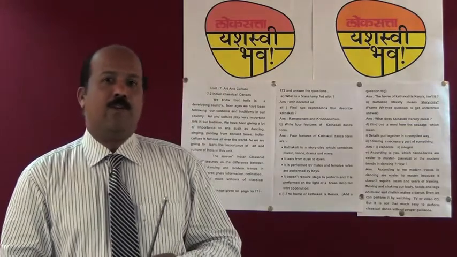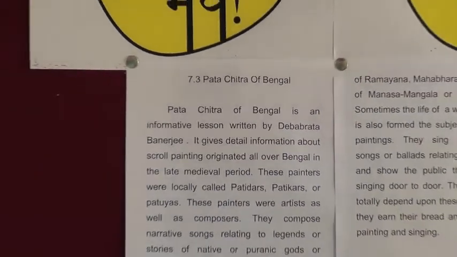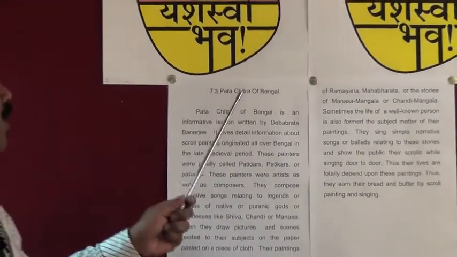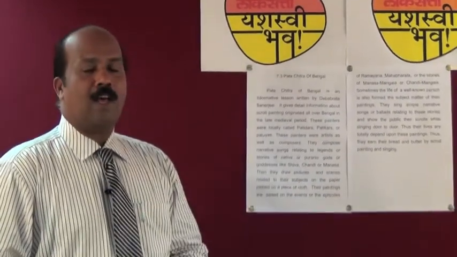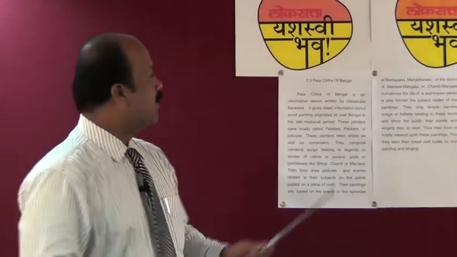If you try to read it thoroughly, definitely you can easily understand what the writer wants to say and what we are going to study in this lesson. Now the next lesson of this unit is Patachitra of Bengal. Patachitra of Bengal is an informative lesson written by Debabrat Banerjee. It gives us detailed information about Patachitra.